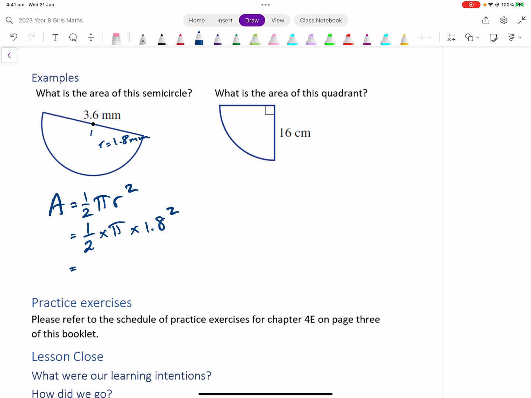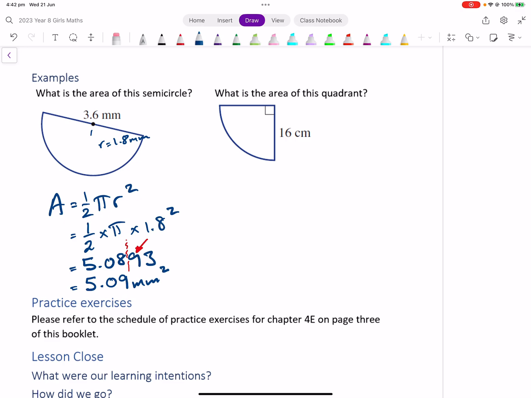Now, in this example, they haven't asked us to use a particular value of pi, so I'm going to use my calculator value of pi and say, hey Siri, what's a half times pi times 1.8 times 1.8? The answer is approximately 5.0893. All right, let's round this to 2 decimal places. The critical digit there is a 9, which is 5 or more. So we're going to have to round the 08 up. So it's 0.89 millimeters squared.